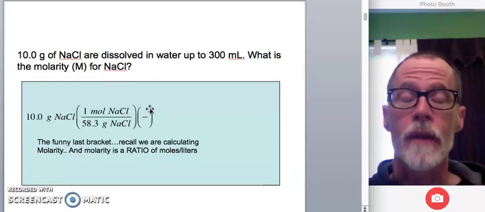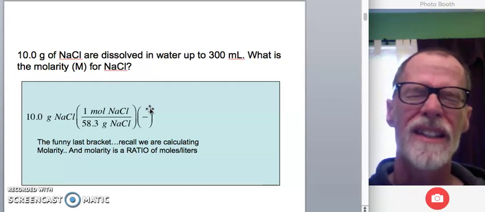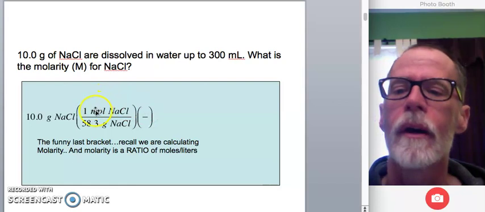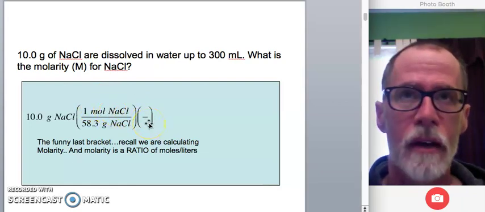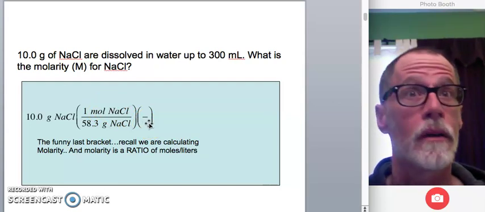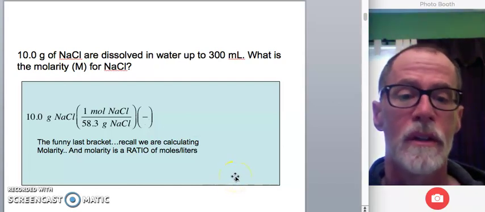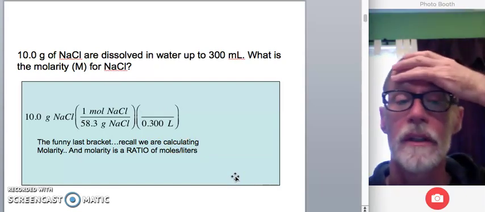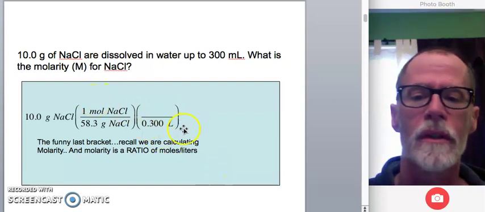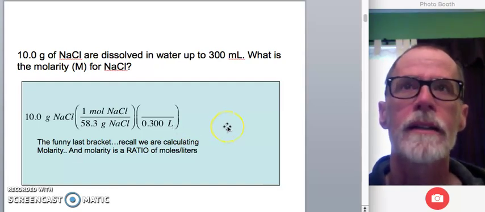This is where everything changes. This is the first time in this entire chemistry course where we are going to intentionally break dimensional analysis. I have always said that whatever unit you have on top, you must have down here. But if we are calculating molarity, which is a ratio of moles over liters, watch this. The units of this thing right now are moles on the top, liters on the bottom, and that's exactly what we want.